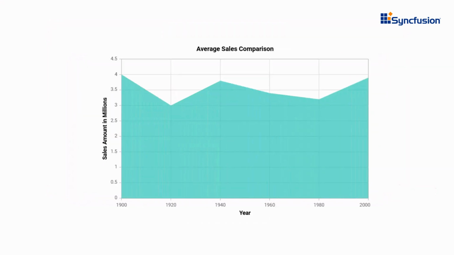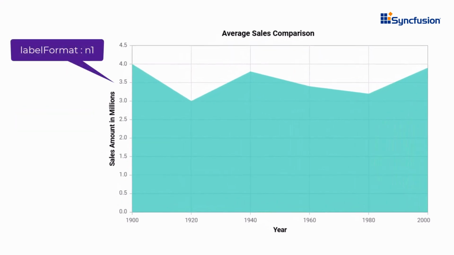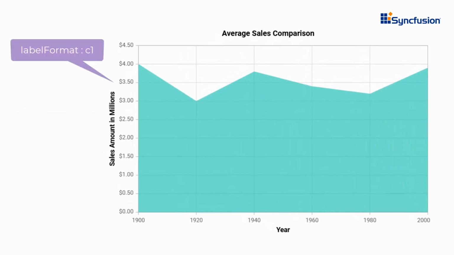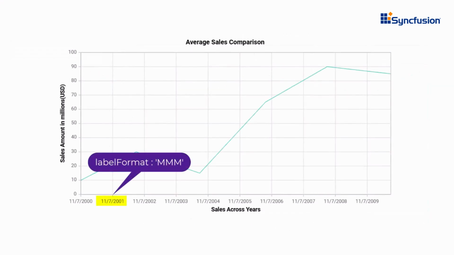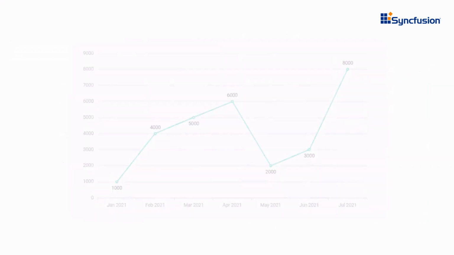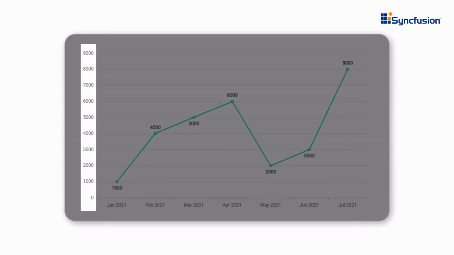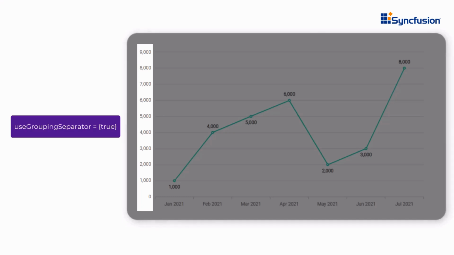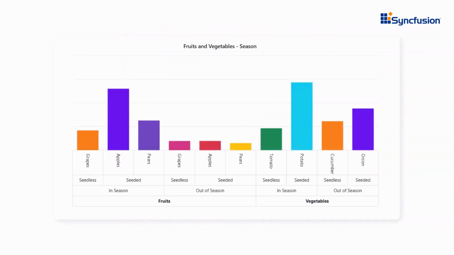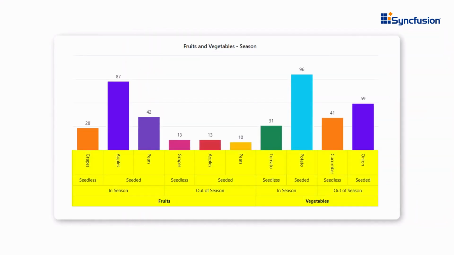Formatting is just as flexible. The labelFormat property lets you control how values are displayed. Use N1 for decimals, or C1 for currency. For time-based labels, you can use MMM for short months. Add custom text like {value}K to show thousands and turn on useGroupingSeparator to add thousand separators to large numbers. Want to organize your axis labels better?